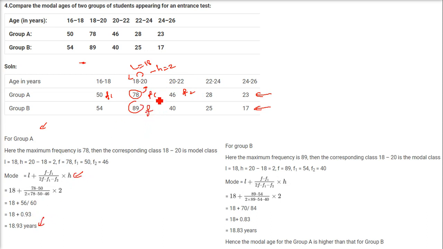For the second one, this is F, this is F1, this is F2, and H will be 2 and L also will be 18. So we get 18.83 years. So the modal age of group A, 18.93, is higher than 18.83, so higher than group B.